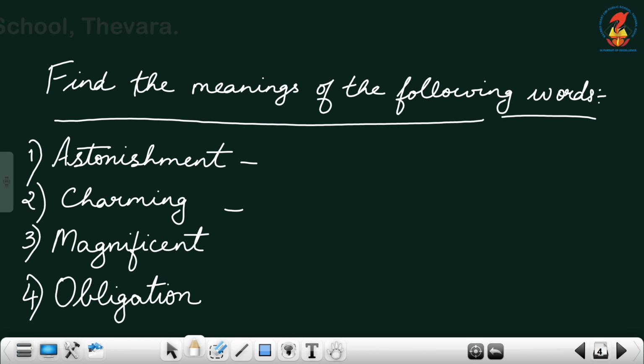Third word over here is magnificent. And fourth word is obligation. Alright? So there are 4 words given here. First word astonishment. Second word is charming. Third word is magnificent. And fourth word is obligation.